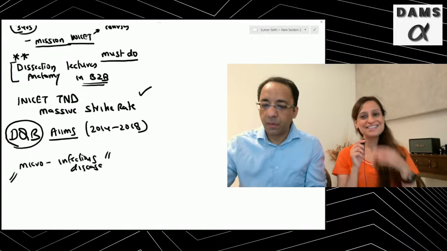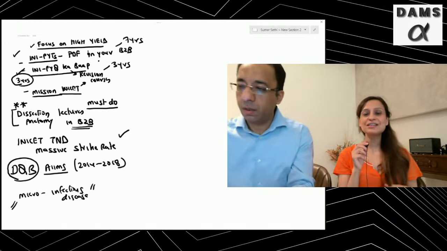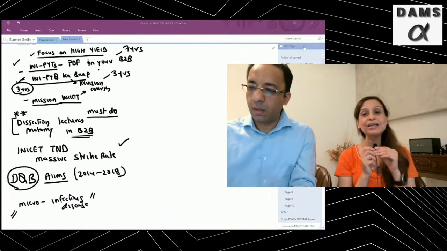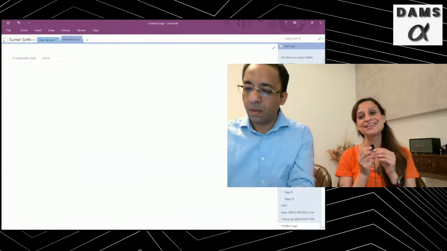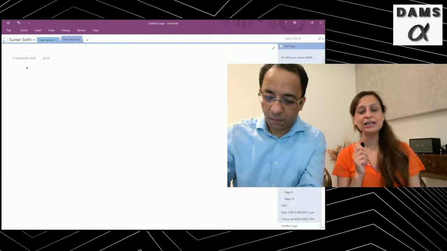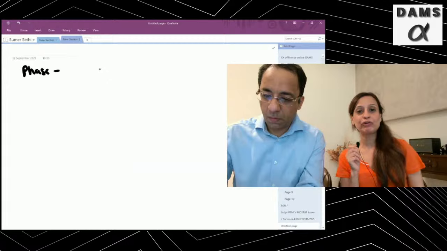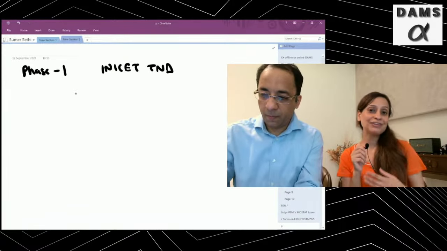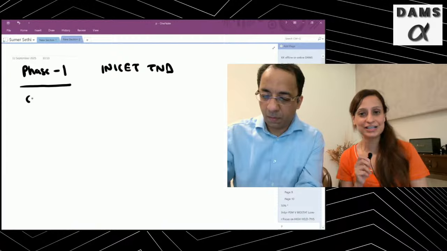Right. So I see some of the queries, but this is the path that we are talking about for students who are planning to give the November INI-CET exam. I see a query like, if I'm not giving the November exam, then should I follow this or should I follow the schedule that we have given? Please follow the schedule that we have given you for your next year exam.